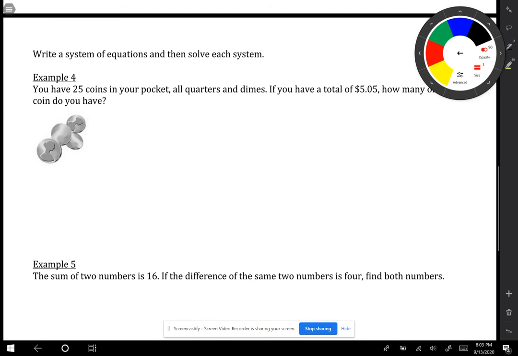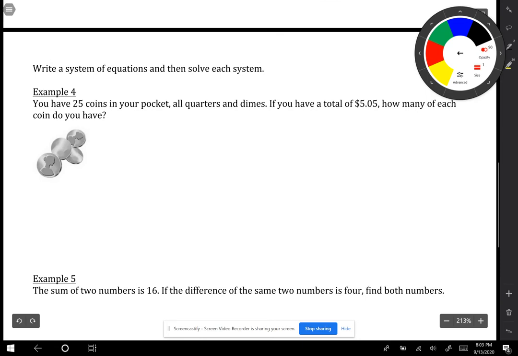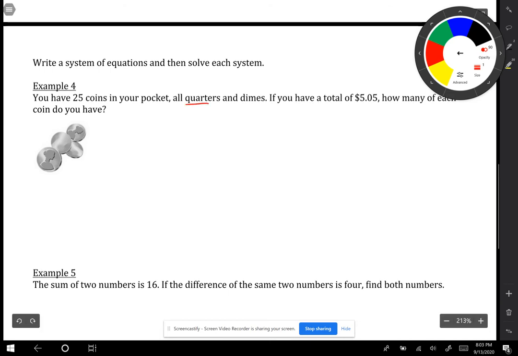Well, we all like money. So example 4 deals with money. You have 25 coins in your pocket, all of which are quarters and dimes. If you have a total of $5.05, how many of each coin do you have? And so in this particular problem, we're talking about quarters and dimes. So we can let Q be quarters and D be dimes.